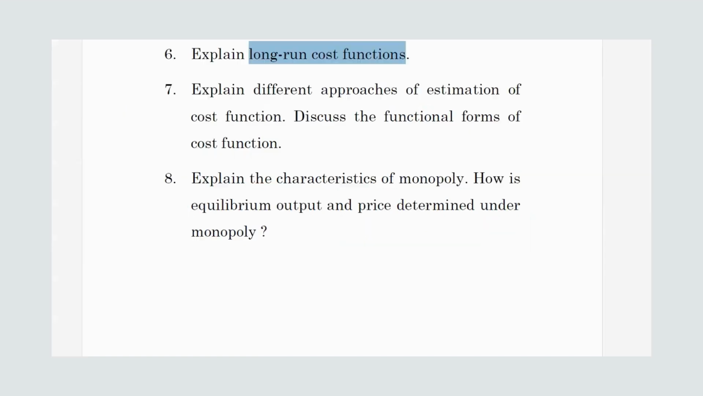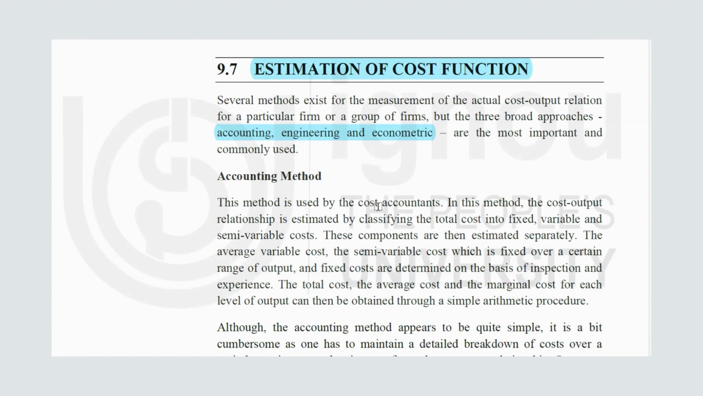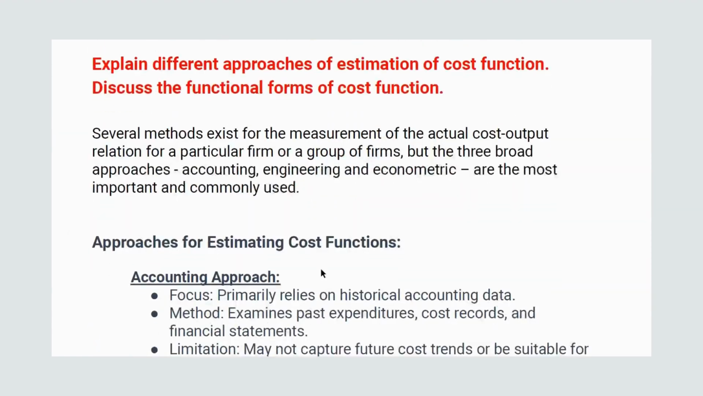Okay, the next question is explain different approaches of estimation of cost function. Next question is about cost function and the functional forms of cost function. In unit 9 production and cost analysis, we can find the topic estimation of cost function. Mainly there are 3 approaches for estimating the cost function. They are accounting, engineering and econometric. Okay, so let's see them one by one.